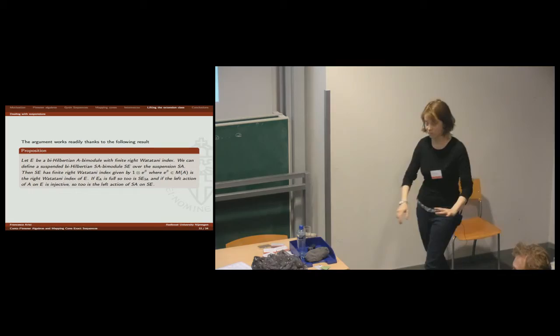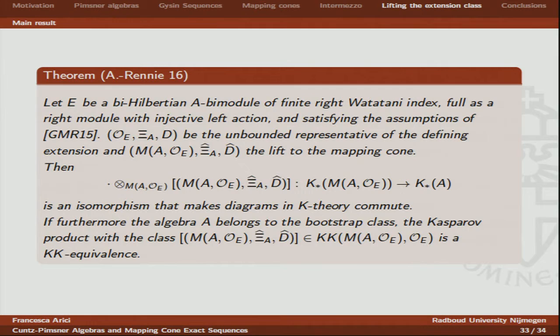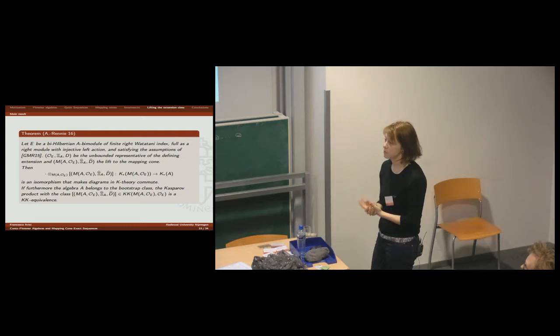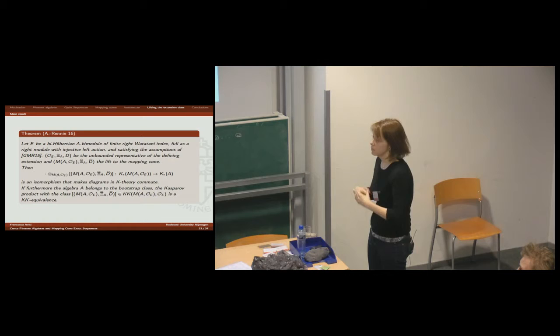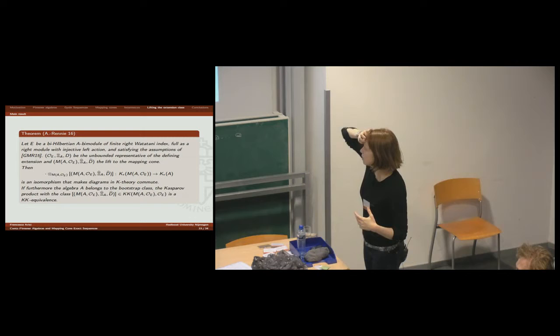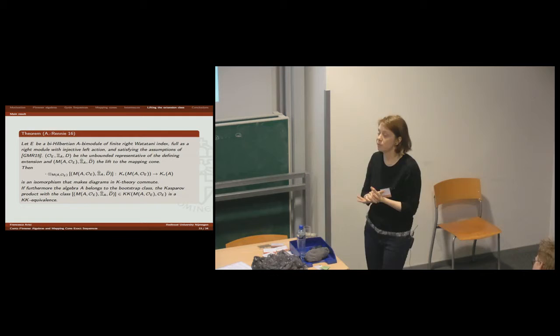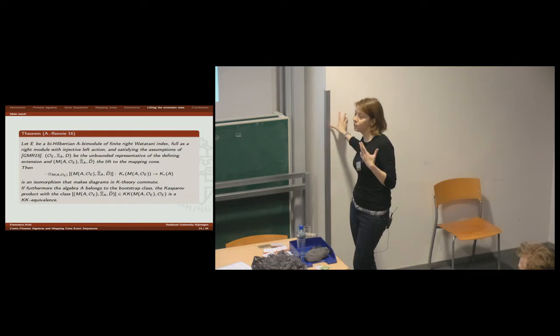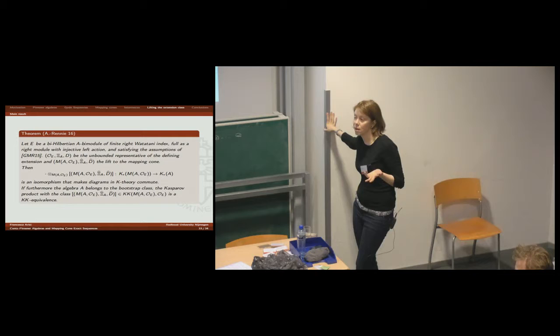So then you can combine these things all together. We have a Hilbert bimodule of finite index, full, with injective action. And we assume that it satisfies these assumptions that I didn't dwell upon. Then we can lift the unbounded representative of the extension to a class that lives in this KK group of the mapping cone and of the algebra. And by taking the Kasparov product with this class, we get a map that is an isomorphism and makes diagrams commute. Moreover, if the algebra happens to be in the bootstrap class, this map also is a KK equivalence.